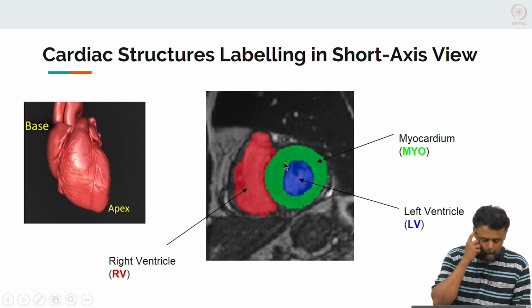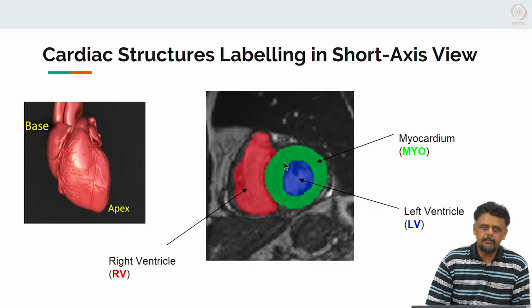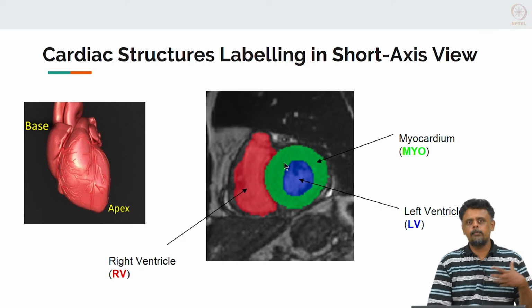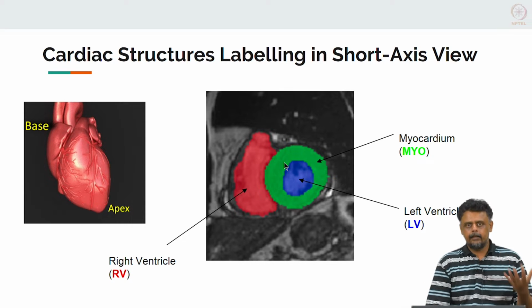So why is this so important to do automatically? Why can't the radiologist just go ahead and do it? The problem is there will be many volumes in time. We talked about that. But even if we considered volumes acquired at end systole and end diastole, end diastole is when you can think of the left ventricle as being filled with blood, and end systole is when it is pumped out.